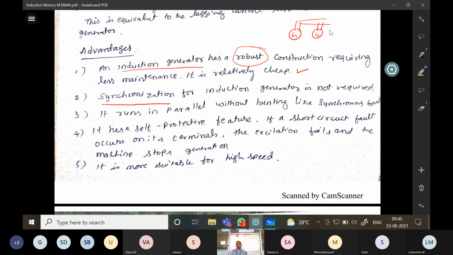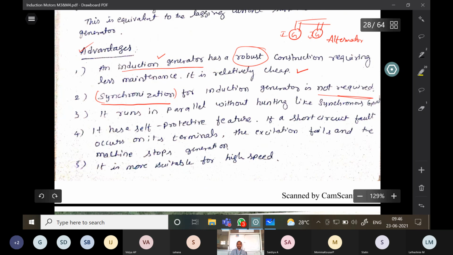Voltage must be equal, phase equal, frequency. So you are doing all the experiment, right? So this is not required in case of induction generator. This synchronization is required for alternator, but in case of induction generator, this problem is not there. So we can connect a number of induction generators in parallel without synchronization. Okay, synchronization is not required.